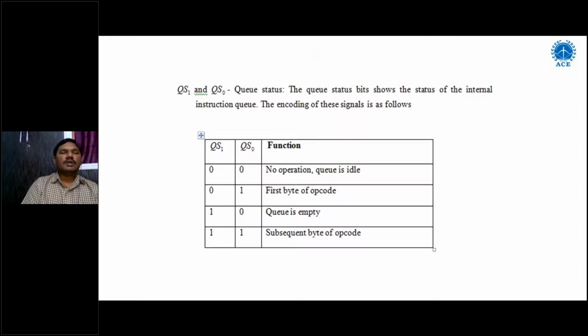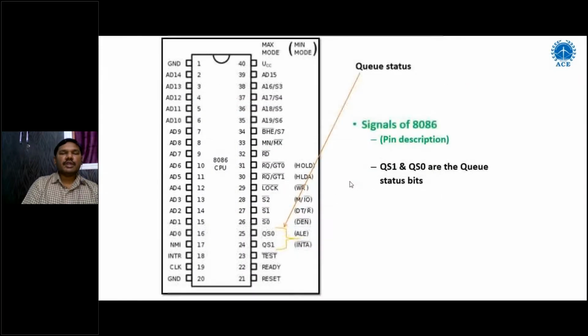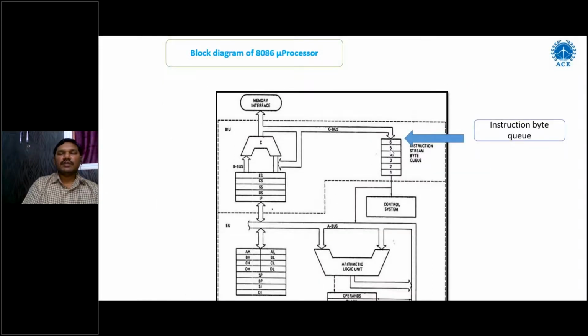How to call the queue status bit? Here the queue is a 6-byte queue. The width of the queue is 6 bytes. Here you can see the 1 to 6-byte queue. This stores byte by byte. If one byte is moved into the execution unit, then it allows one more byte from the memory or IO device in the form of an instruction or data.